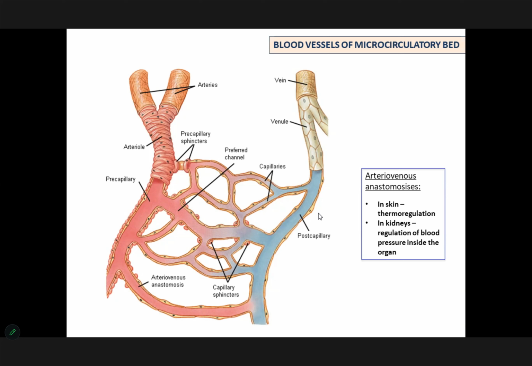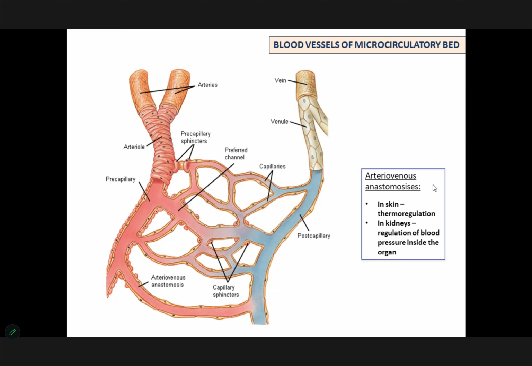And vice versa, when the weather becomes too hot, our skin becomes red. Why? Because our body wants to lose excessive heat through the surface of our body. This is why precapillary sphincters will open and blood will go from arteriole to the superficially located capillaries, making our skin look reddish to lose excessive heat. So this is about thermoregulation in skin, and in kidneys.